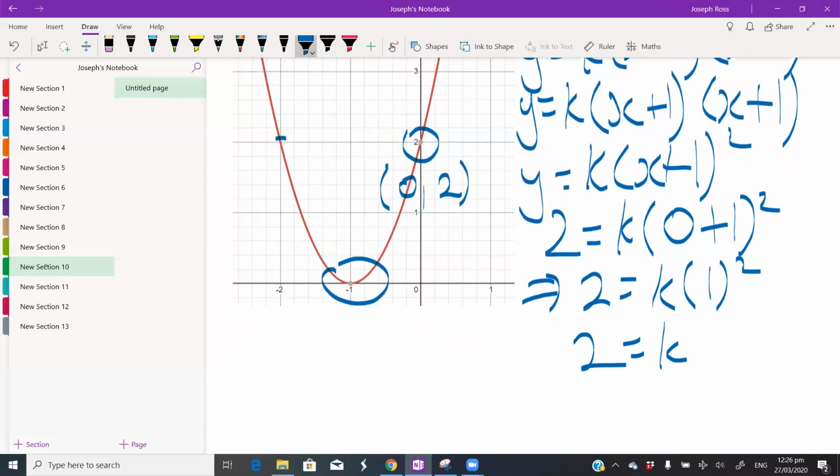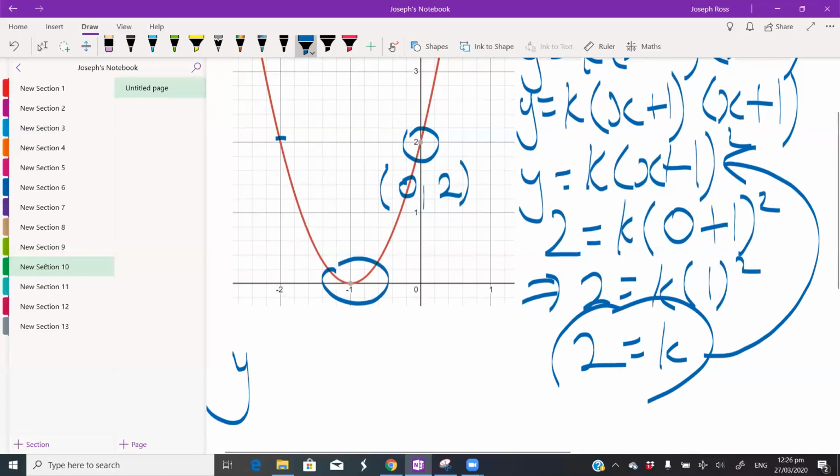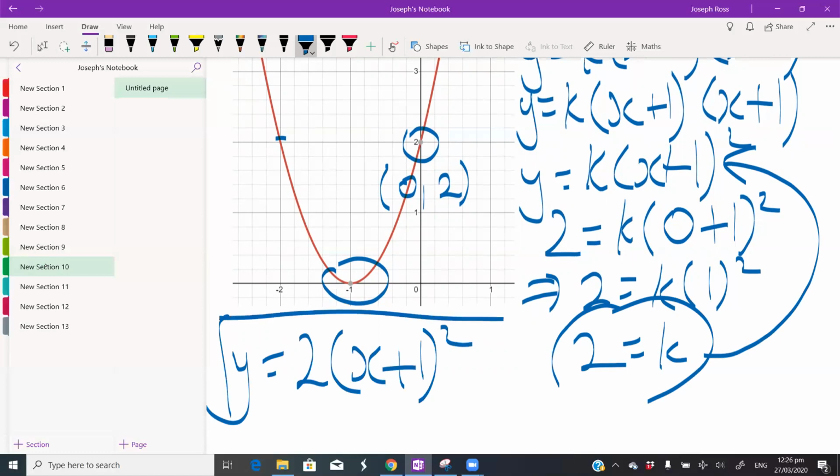And if we multiply that by k, then that's just going to give us k being 2. So our equation will take that value of k and put that back into that line. We get y equals 2 multiplied by (x plus 1) squared. So that is our equation.